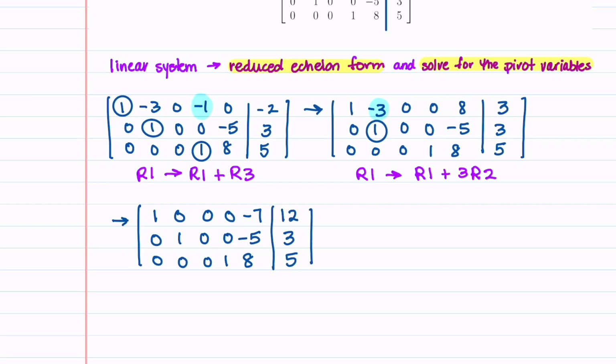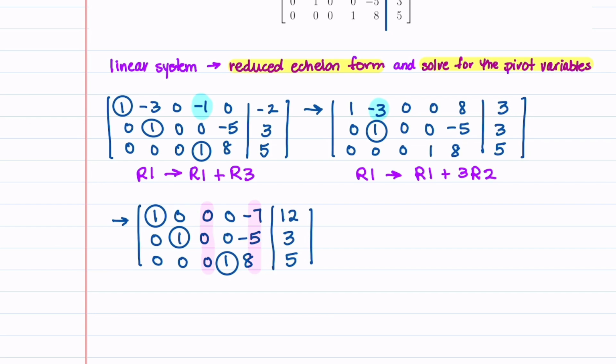And our matrix is now in reduced echelon form. I'm going to circle the pivots. You always want to do that when you get done because those are the variables that you're going to be solving for. You're always going to solve for your pivot variables. The columns in your matrix that do not have a pivot, such as this column and that column, are going to be your free variables.